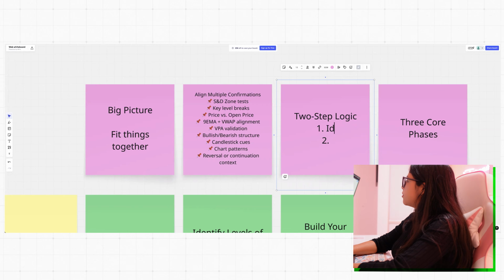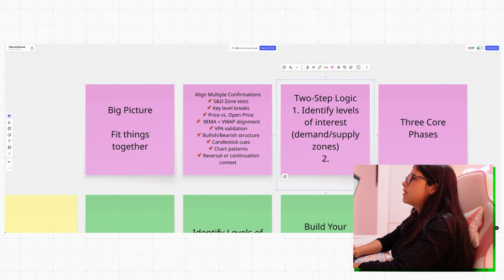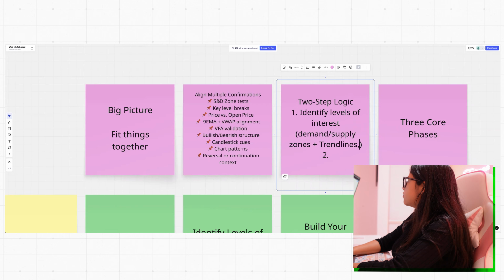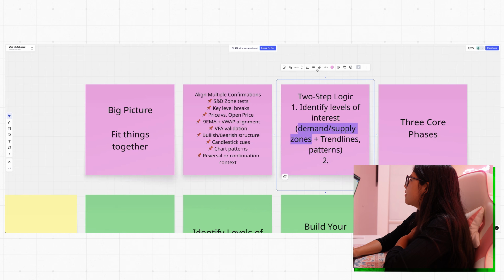So the first step is identify levels of interest. And that's going to be mainly my supply and demand zones. 80-90% of all my trades are at supply and demand zones. Trend lines could also count. And patterns too. Like if it was a support from a horizontal channel, or if it was a trend line, those work out too. So those could be your levels of interest. I mainly use supply and demand as my levels of interest because that's my main strategy and that's what works pretty well for me. So this is step one.